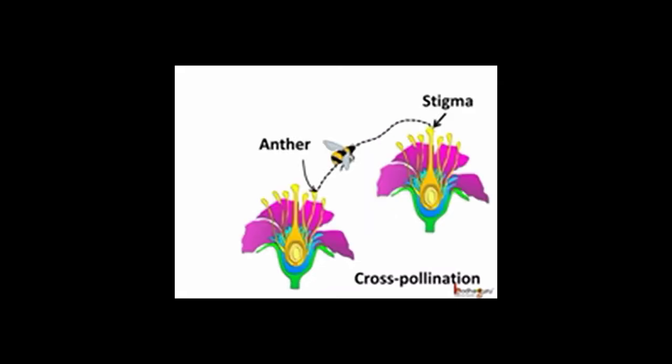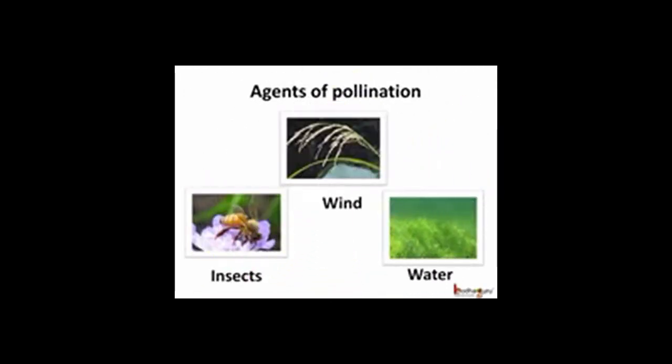Pollen grains transferred from the anther of one flower to the stigma of another flower of the same kind or a different plant is known as cross-pollination. In some plants, insects, wind and water are called the agents of pollination.